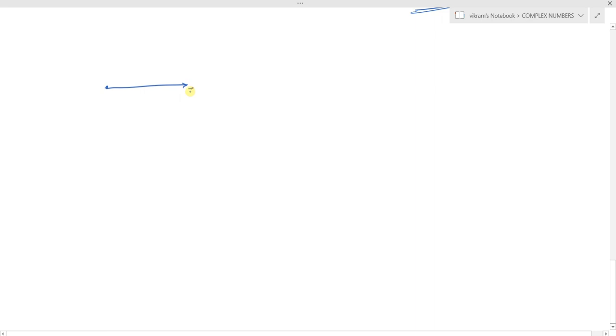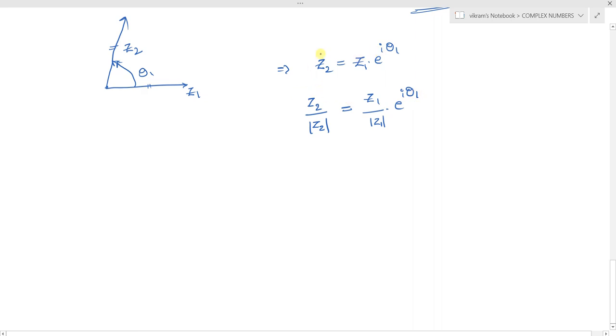If a complex number Z1 is rotated to obtain Z2, then obtained equals rotating with an angle. Z1 is rotated with an angle theta 1 in the anti-clockwise direction. If Z2 and Z1 have equal modulus or equal radius, otherwise if they are of different radius, we can write it as Z2 by mod Z2 equals Z1 by mod Z1 into e power i theta 1 if it is in the anti-clockwise direction, and if it is in the clockwise direction the theta should be considered as negative.